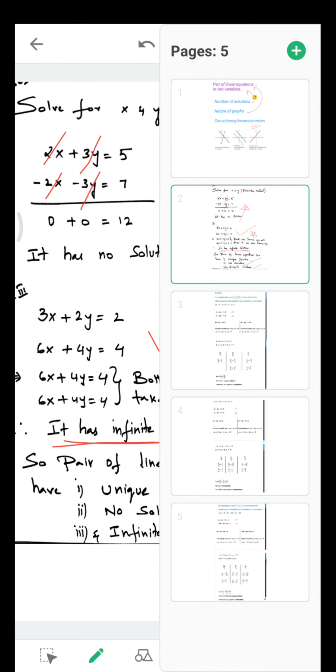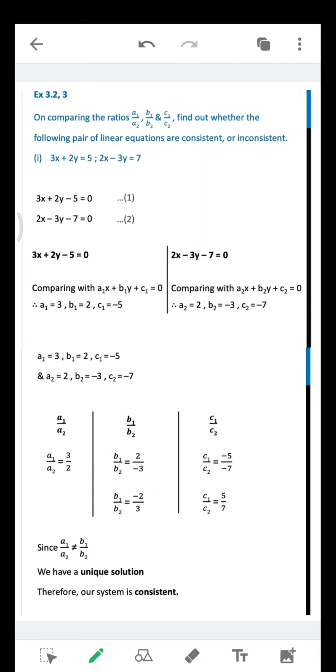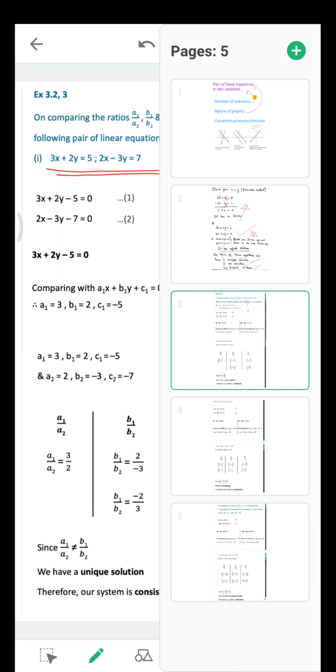Now let's see one example of a unique solution. Without solving the pair of linear equations, we can say whether they have a unique solution, no solution, or infinite solutions. If a pair of linear equations is given to you, then without solving, by comparing the ratios, you can say how many solutions it has, or whether it is consistent or inconsistent. Now what do you mean by consistent?